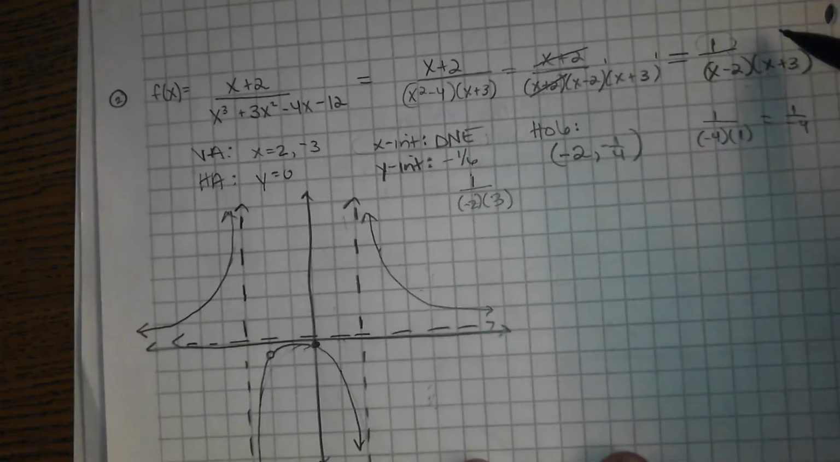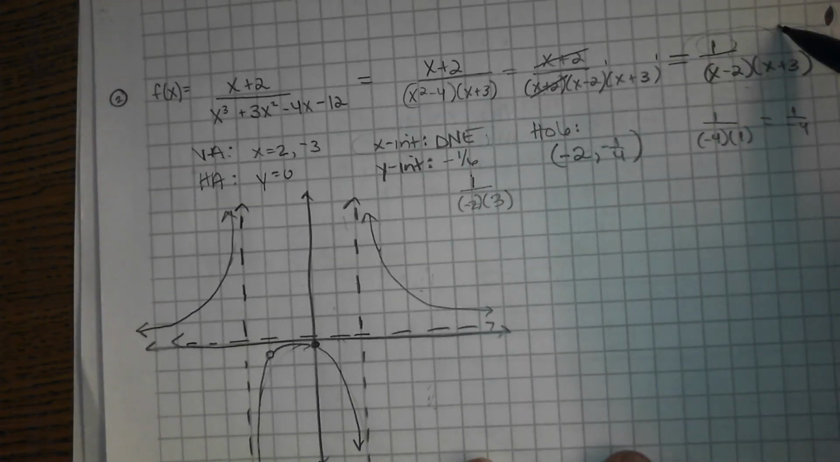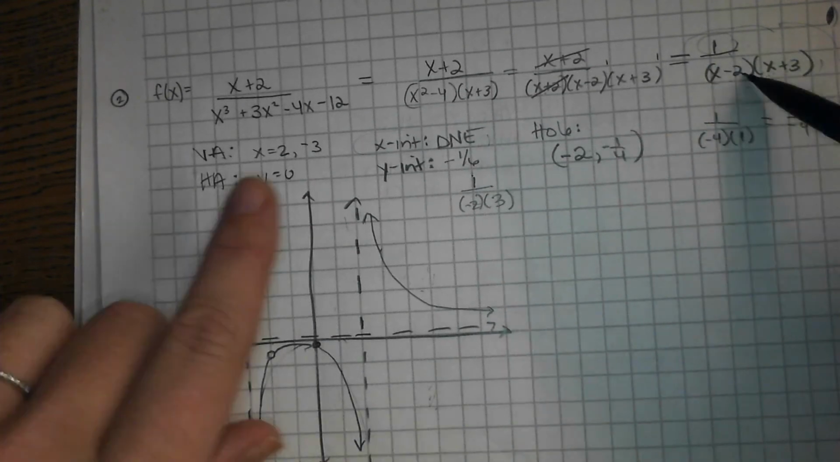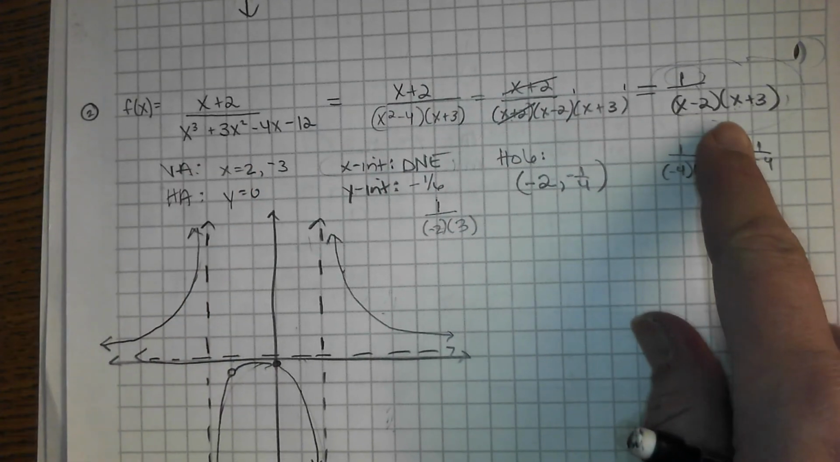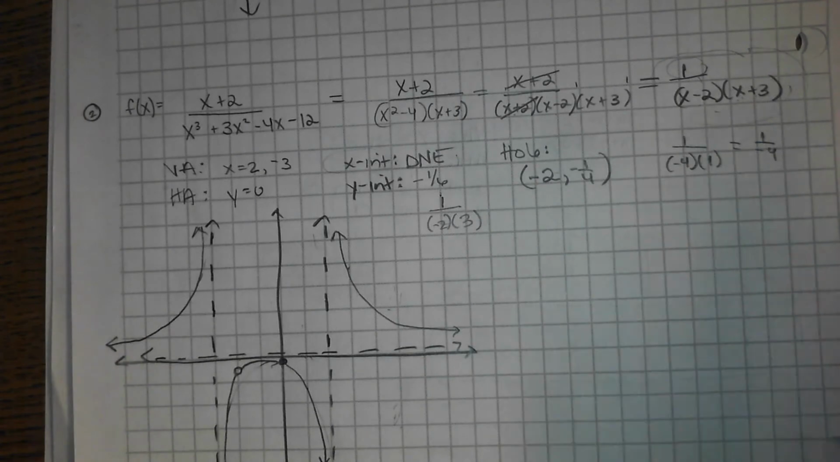So you actually graph this then. Where this graph and this graph look virtually identical with the exception of a hole. And sometimes you can have 2 holes. Like if 2 factors cancel, you'll have holes in 2 different spots. Does that make sense? Any questions?